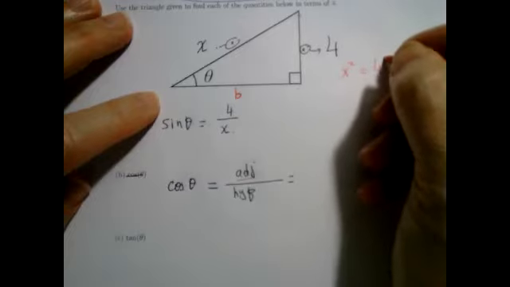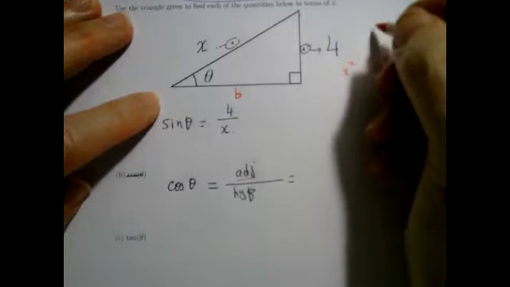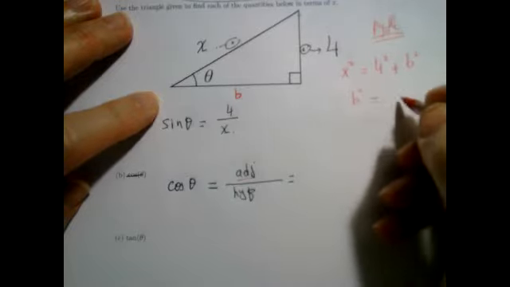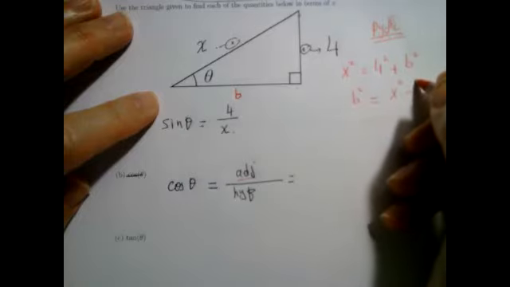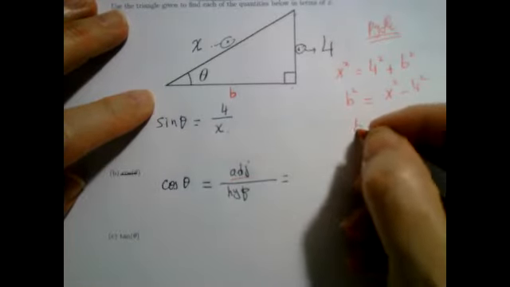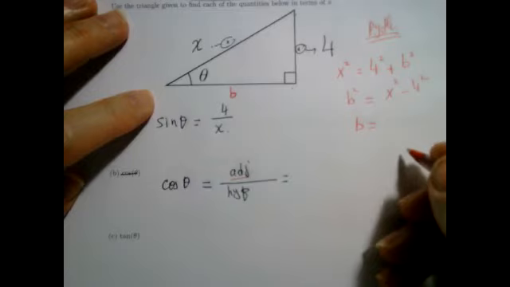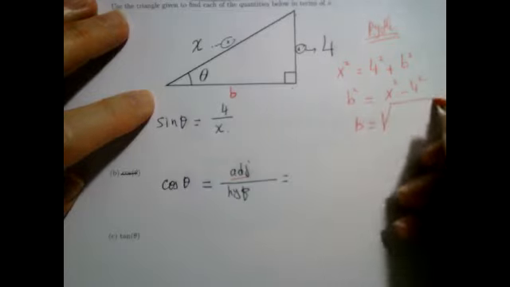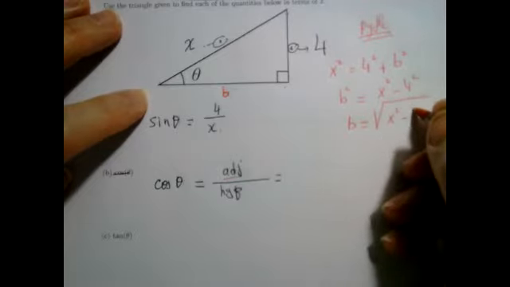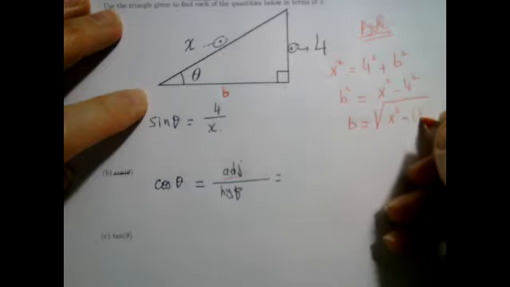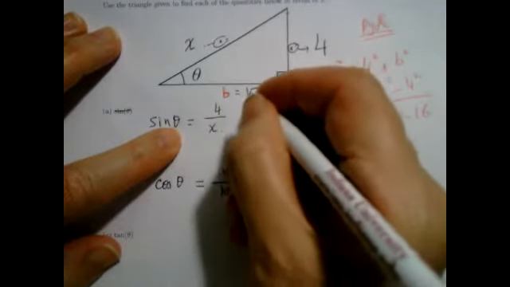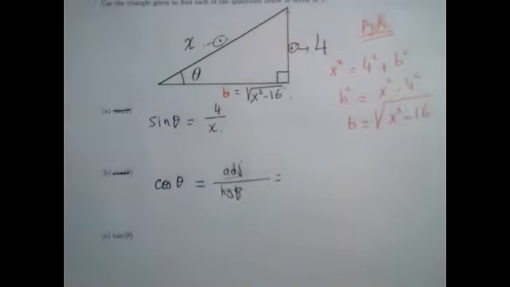Okay, or this one. That's Pythagorean, right? Very good. So what's b squared? It's x squared minus 4 squared. So what's the b? b is the square root of x squared minus 4 squared, which is? 16. So did you know what your mistake was? Okay, so that's the square root of x squared minus 16. Now you are on the right track.